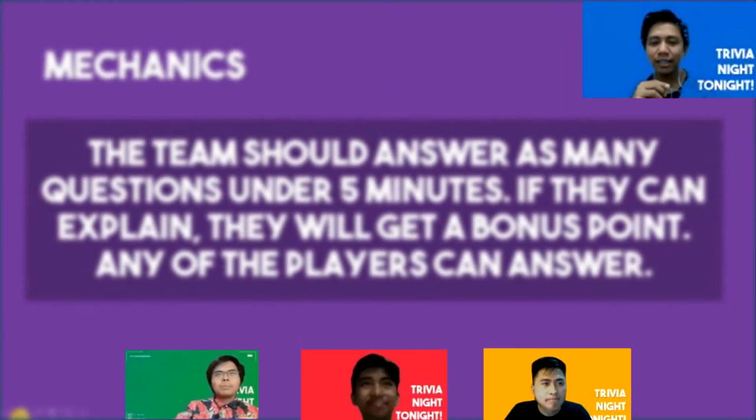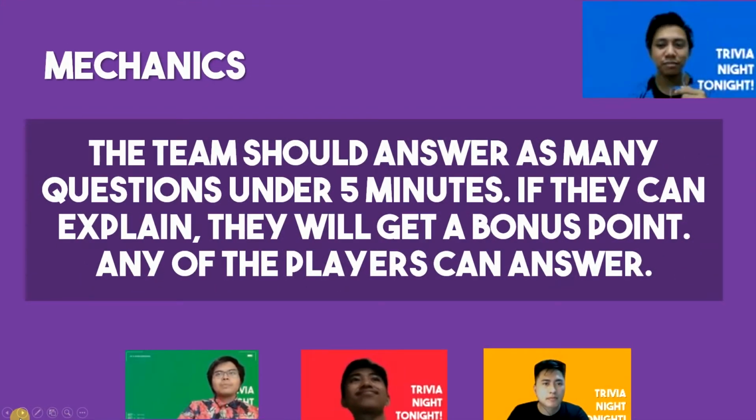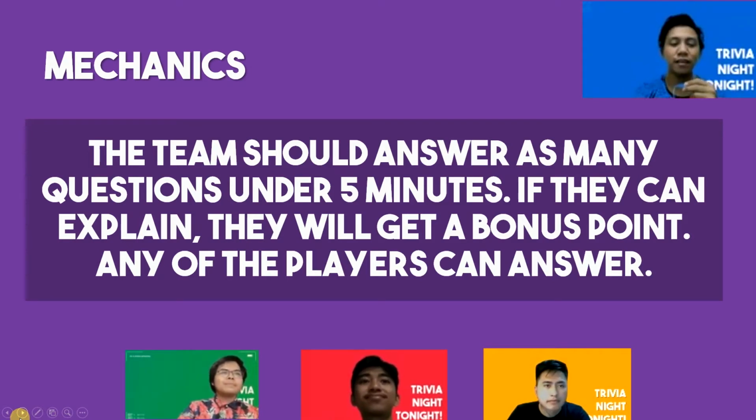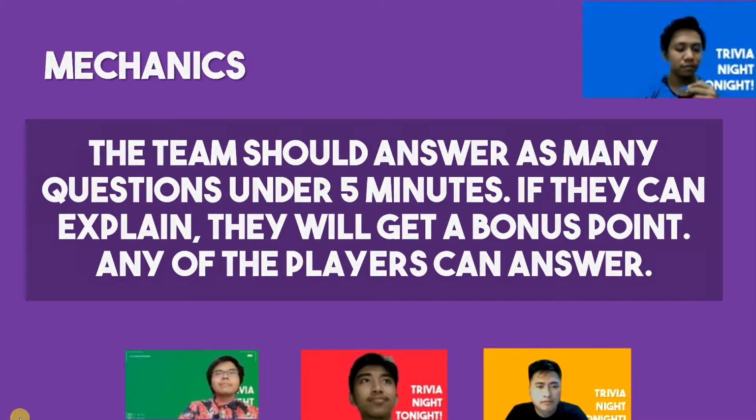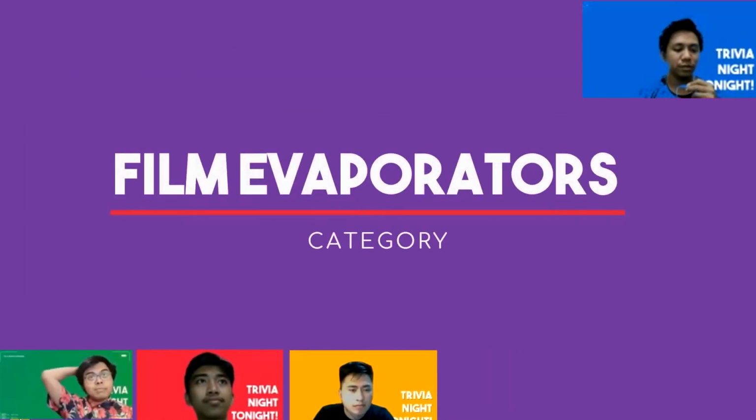The mechanics of the game are very simple. The team should answer as many questions as they can in under 5 minutes. If they can explain, they will get a bonus point. Any of the players can answer. For tonight's category, we have Film Evaporators. Are you ready, Cornbeef 19?